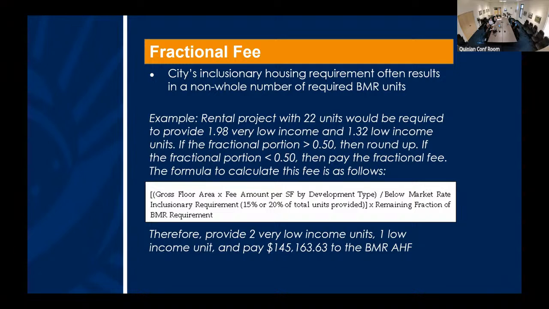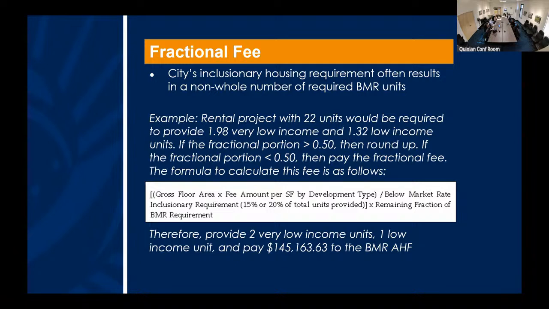You have the gross floor area of your proposed project. Multiply that by the fee amount per square foot of development type. This is a variable, so it's different for whether it's single family, multifamily, duplex, triplex, or whatever. All of that multiplied by each other, divided by the below market rate inclusion requirement of either 15 or 20%, as we previously mentioned, and then multiplying that by the remaining fraction. And that's how you are going to calculate your remaining fee.